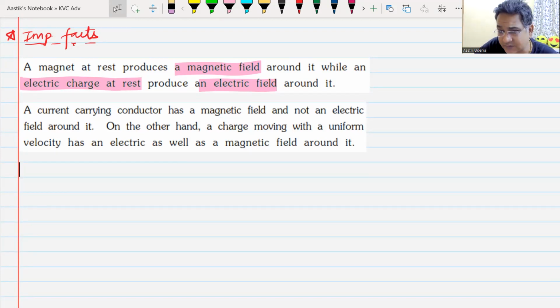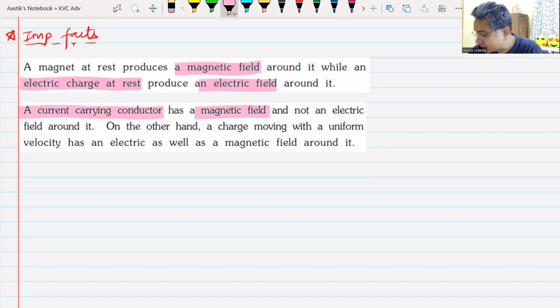It is very less, no matter so less. Charges moving with uniform velocity, which is the case of a current flowing in a current carrying wire. In a current carrying wire, charges are moving with uniform velocity, and that creates a magnetic field, and they do not create an electric field.